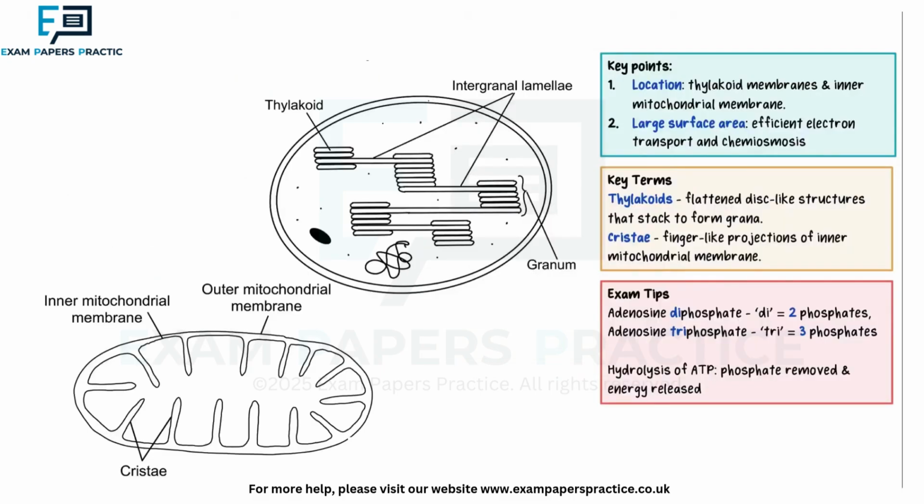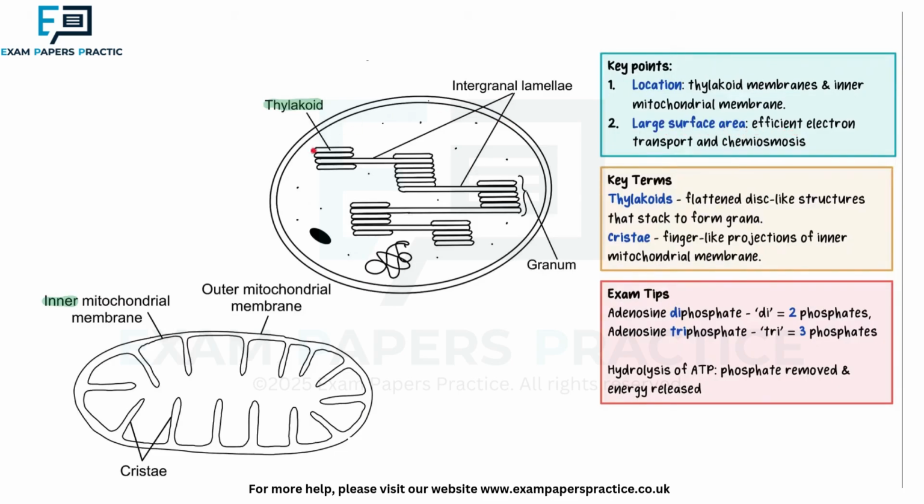In eukaryotic cells, the electron transport chain and chemiosmosis occur in the thylakoid membrane of the chloroplast and in the inner membrane of the mitochondrion. These are adapted to provide a large surface area to make the processes as efficient as possible.